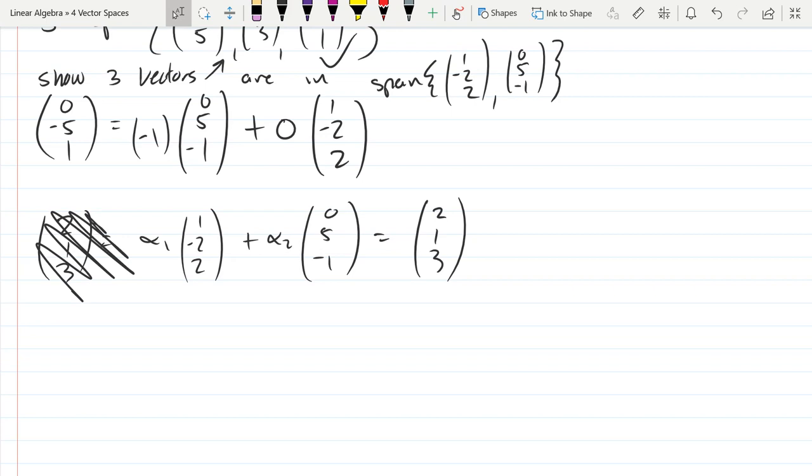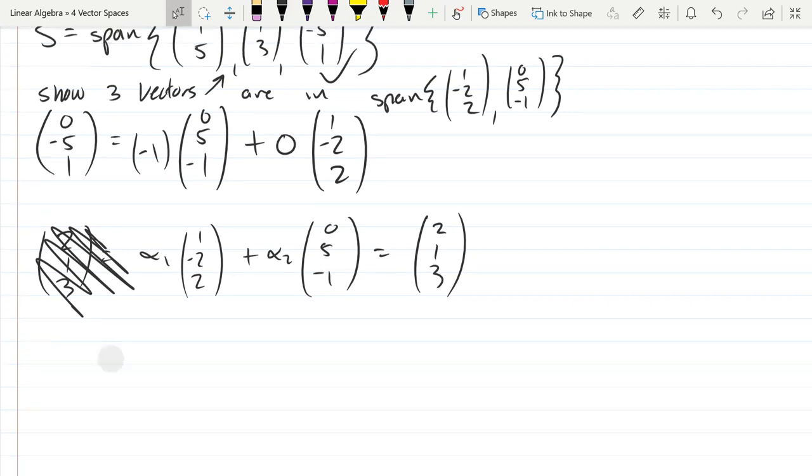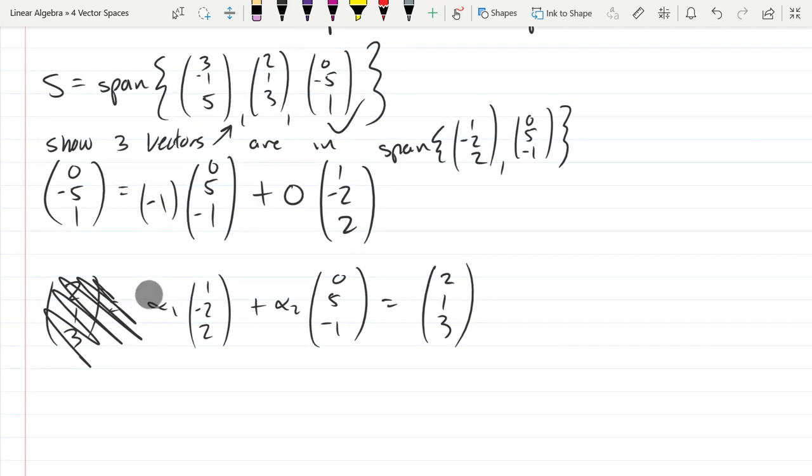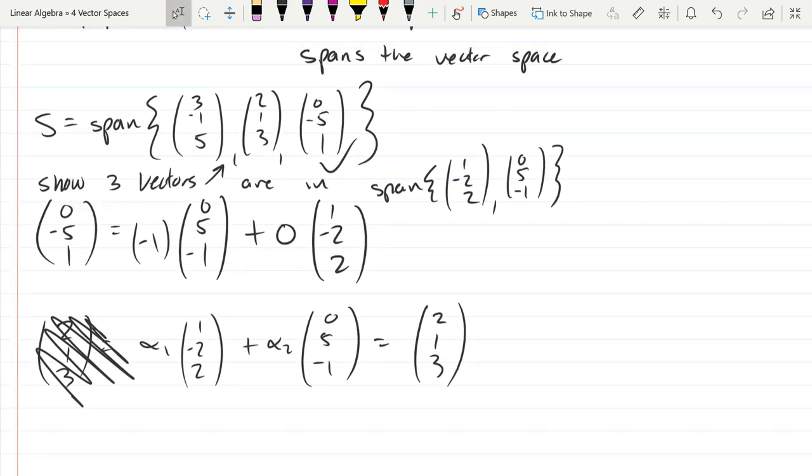Quick question. For your basis, is it possible to have different vectors? Yes, there's an infinite number of correct bases. I can multiply these two vectors by any non-zero scalars, and that's an infinite number of choices, and I can actually pick completely different vectors. I think our span the previous time had different vectors than this. At least one of them was different.